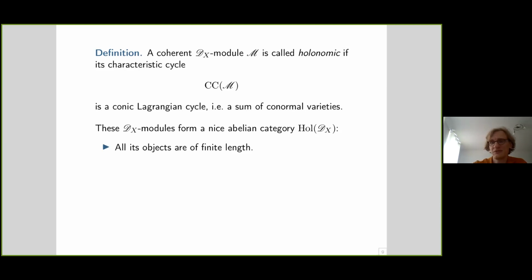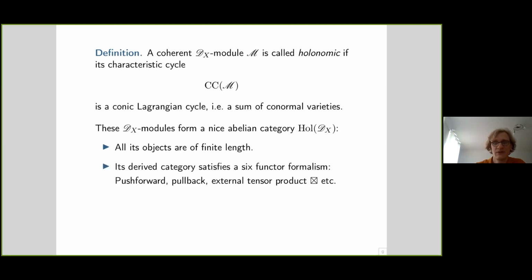So this is the smallest dimension which characteristic cycles can have. And the holonomic D modules, those form a nice abelian category, which under the Riemann-Hilbert corresponds to perverse sheaves. So all its objects are finite length. And we have a full 6-functor formalism on the derived categories. You can take push forward, pull back, external tensor product, and so on. And so we start with these very simple objects supported on smooth subvarieties, and then we apply all these functors to get very complicated objects.